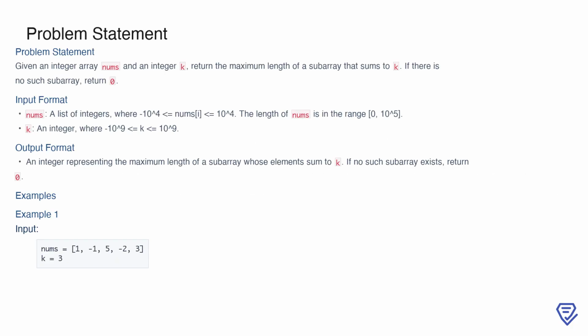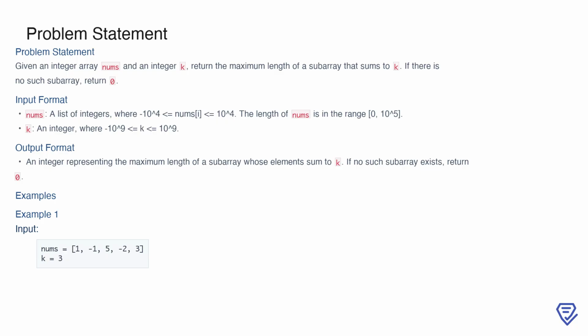In this problem, we are given an integer array called nums and an integer k. The goal is to find the maximum length of a contiguous subarray within nums that sums up to exactly k. If no such subarray exists, the function should simply return 0.